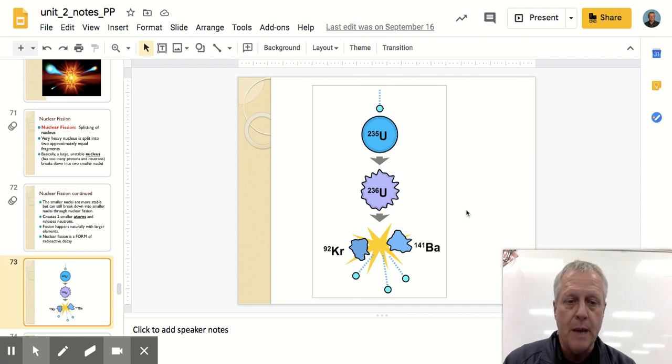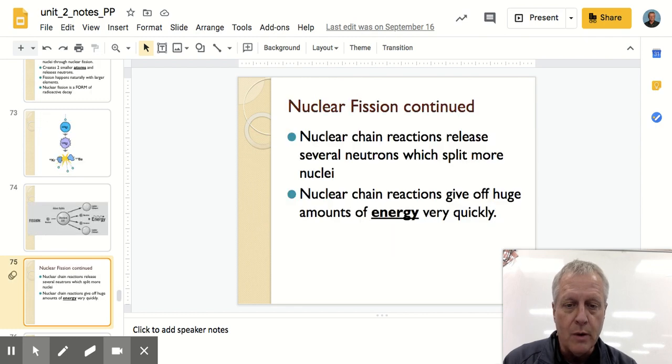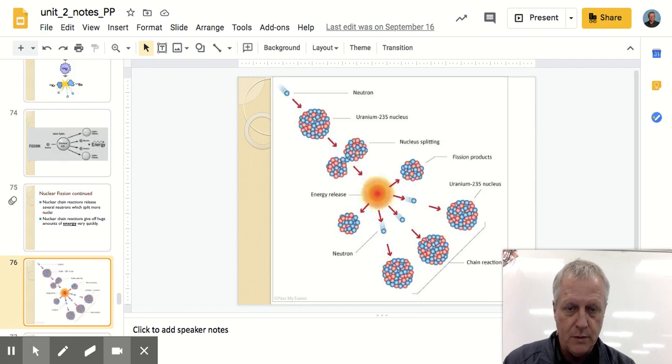And so what ends up happening is it creates a chain reaction. So let's take a look here. Again, here's a diagram showing a similar thing. As we move on down, this represents the idea of what could be a chain reaction.